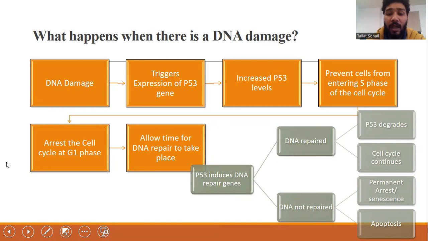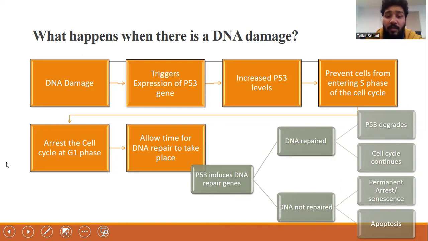To make it clear, let's have a look at what happens when there is DNA damage. Any form of DNA damage triggers the expression of the P53 gene, which means to say that there are increased P53 levels. This increased P53 level prevents cells from entering S phase of the cell cycle. That means there is arrest of the cell cycle at G1 phase. It allows time for DNA repair to take place.